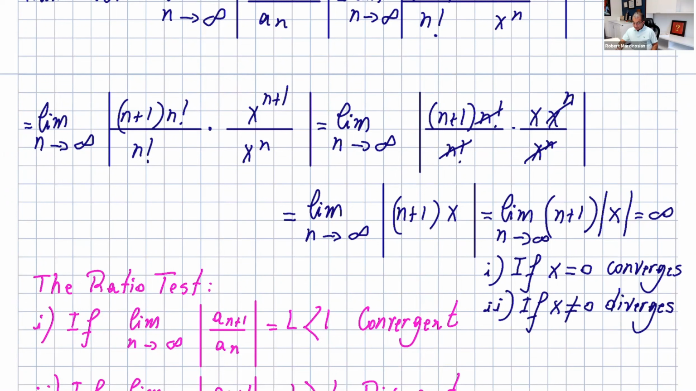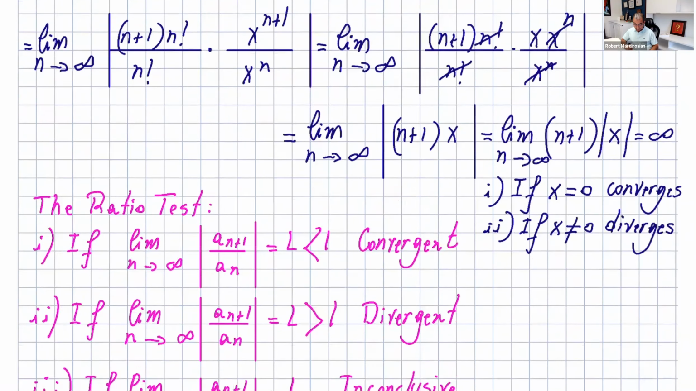Now, n plus 1 is always positive, so you can say this is the limit as n approaches infinity of n plus 1 times the absolute value of x. And if you put infinity for n, you get infinity. This series only converges at x equals 0.